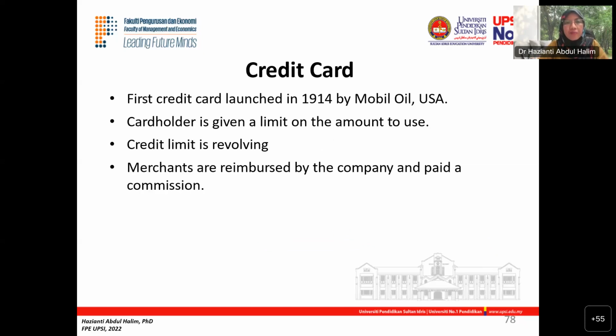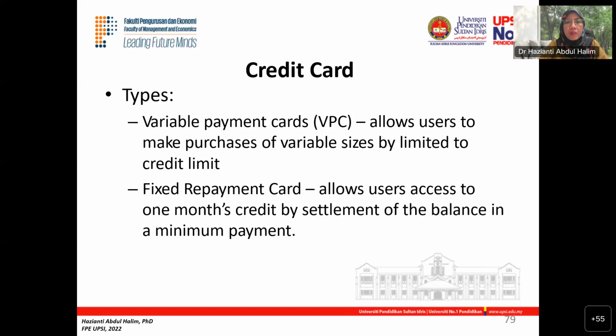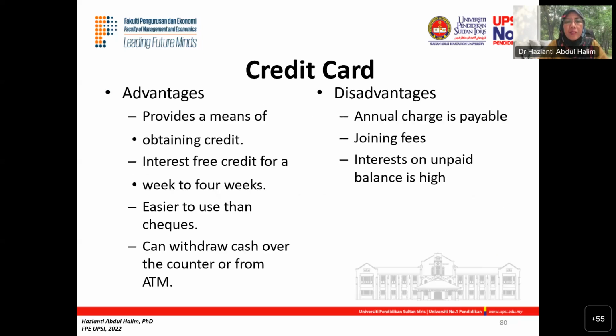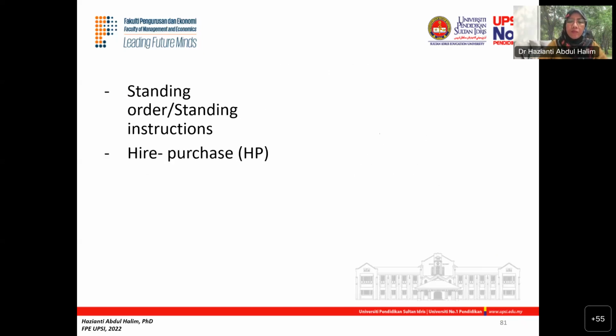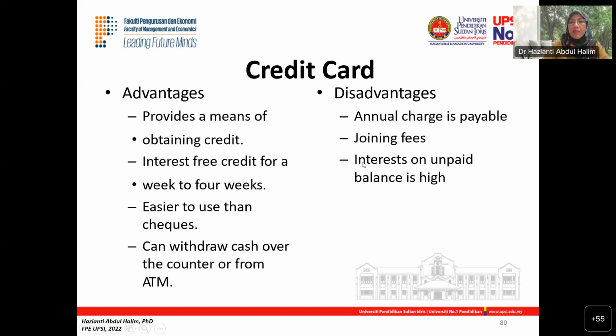Credit card, there is a limit. Advantage, a means of obtaining credit, the name itself is credit card. Easier to use than checks and can withdraw cash over the counter or from an ATM. Disadvantage, it has an annual charge, annual fees. And another thing, interest on unpaid balance is high.